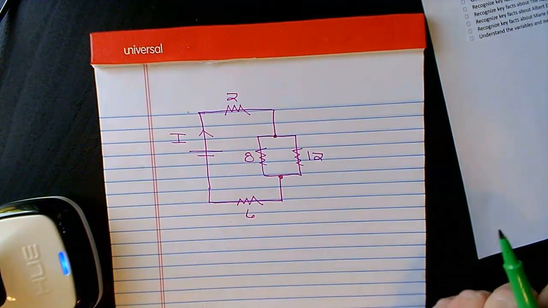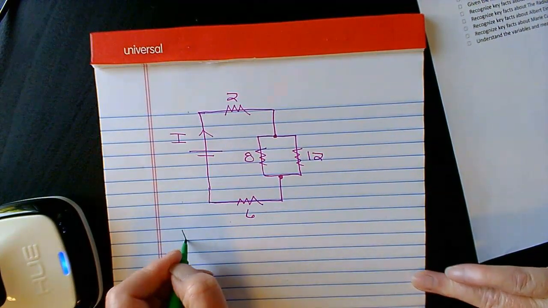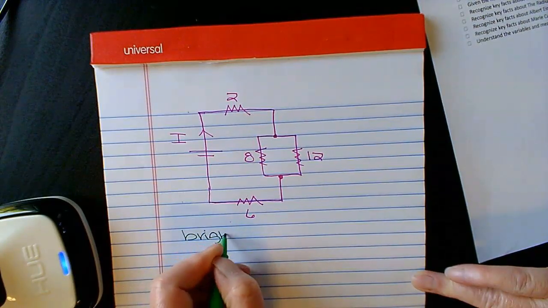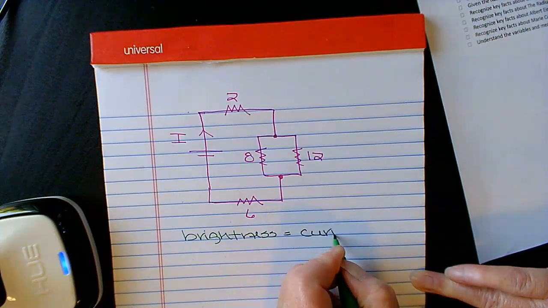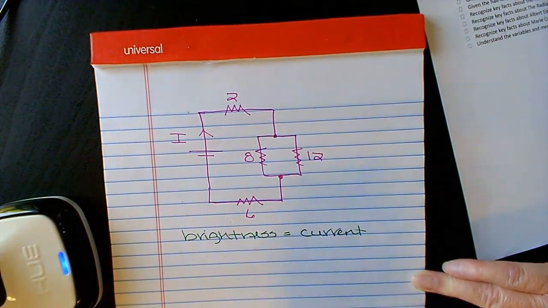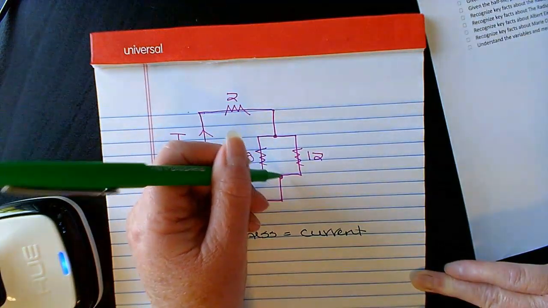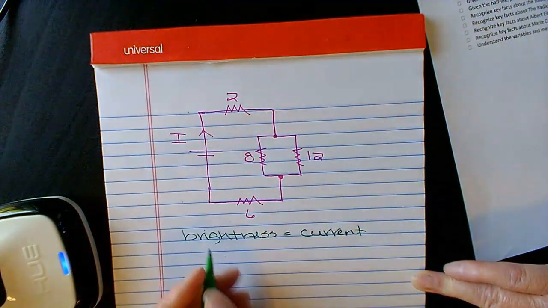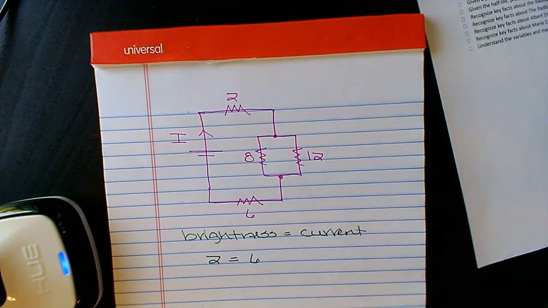All right, so how could you determine which light bulb would be the brightest? I'm going to write down brightness equals current. So assuming these resistors are all light bulbs, whichever ones have the most current going through them are going to be the brightest light bulbs. All the current goes through the 2, here it splits, and then all the current goes through the 6. So the 2 and the 6 are going to be the brightest bulbs, and they're going to be equally bright.